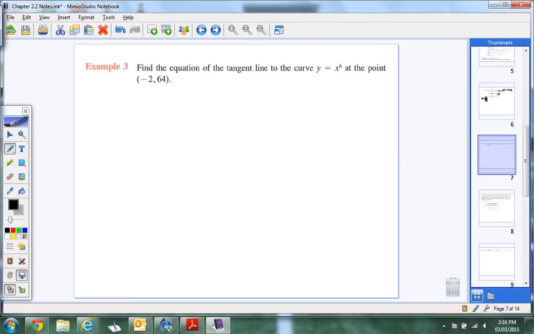So now we're going to put things together. It says find the equation of the tangent line of the curve y equals x to the 6th at the point -2, 64. So when we see equation of the tangent line, we immediately think derivative. This is one we can do with the power rule. So we have y equals x to the 6th. We want y prime, which is going to be 6x to the 5th. And now I want to evaluate that at -2. So we put -2 in, and we're going to do 6 times -2 to the 5th.